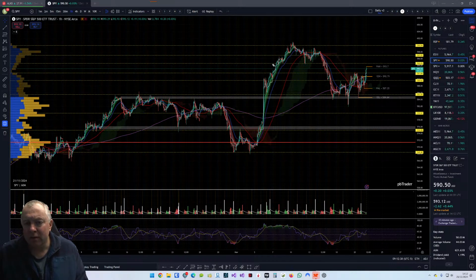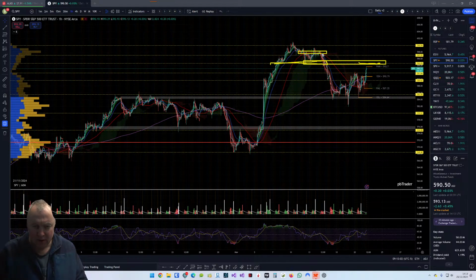SPY, we've got this nice rejection area here, 594.65. We can watch that area, and again it's a zone. We can watch that region there, all the way up to 596. Potentially we can even watch this area here, because last time we got up to that area we had this big move down. So 598 is an area to watch as well.